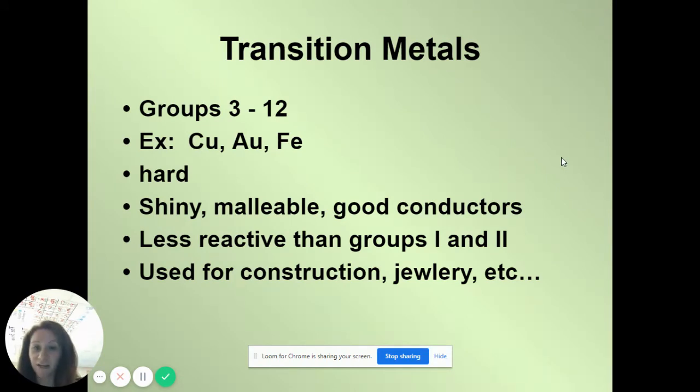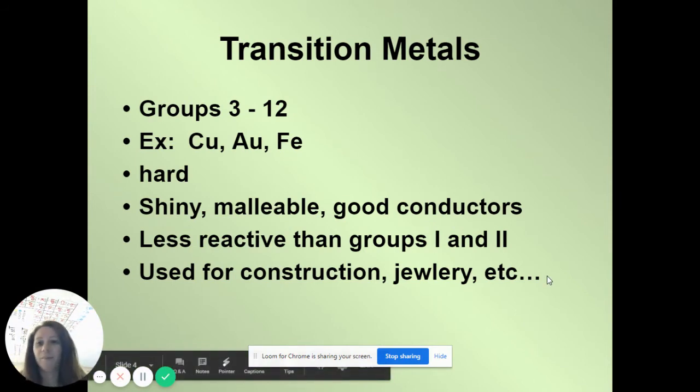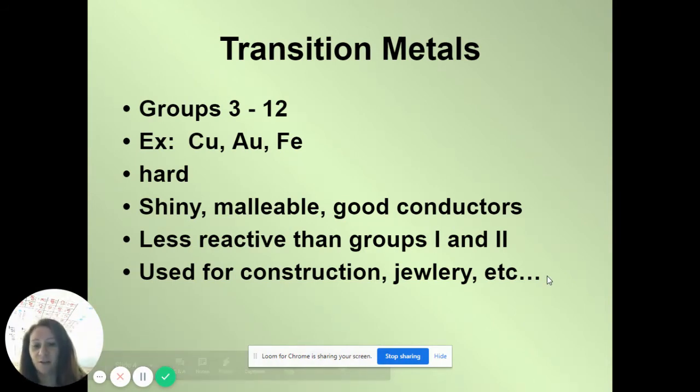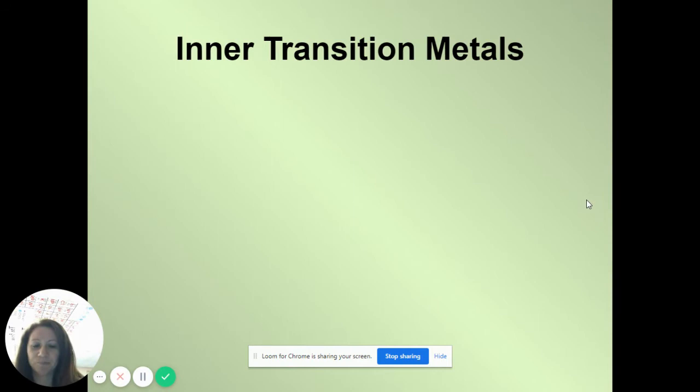Because they are not as reactive, they are used for things that we use in our everyday life, like jewelry. You wouldn't want to wear a necklace and then it reacts with your skin. We use them for construction. You don't want to build a bridge out of calcium and, when it rains, it starts bubbling and reacting, right? So these are used for construction and jewelry and devices that we use and things like that in our daily life. And because of that, we think of metals as these transition metals.